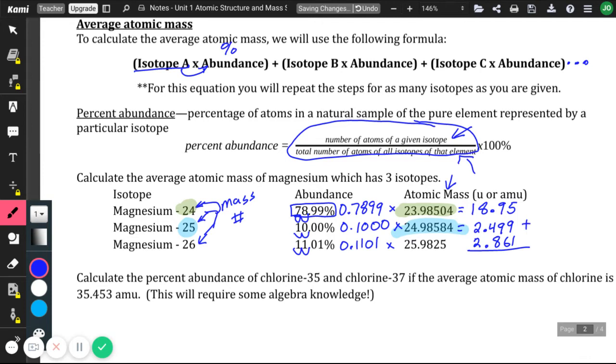And that's going to give me 24.31. So my average atomic mass is 24.31 AMU, atomic mass units.